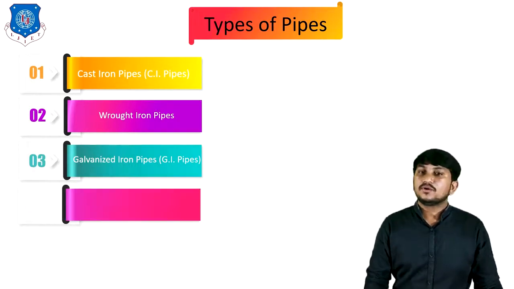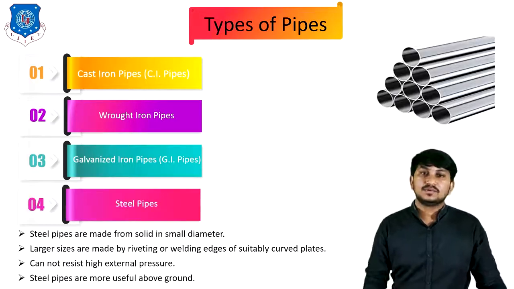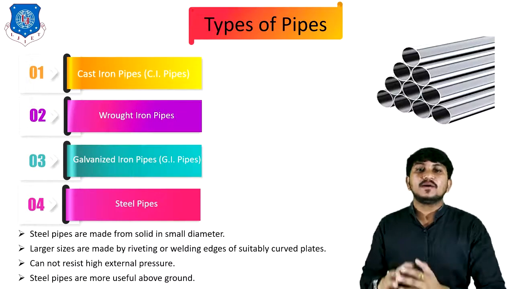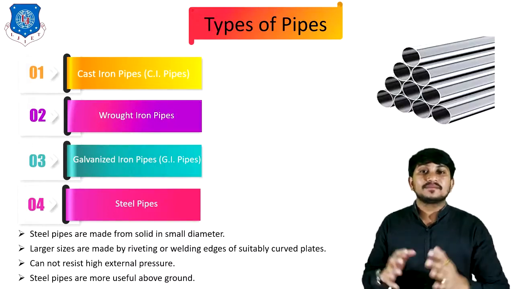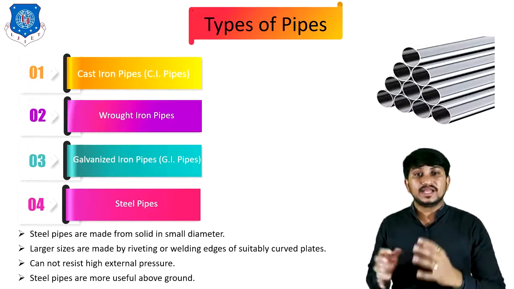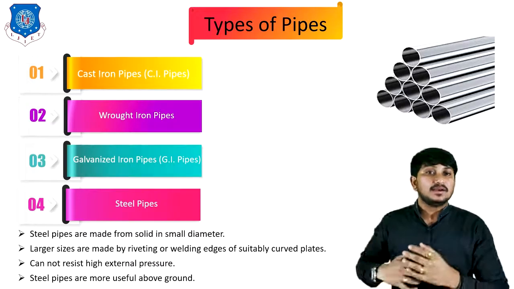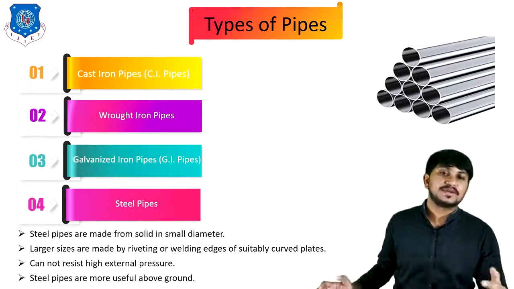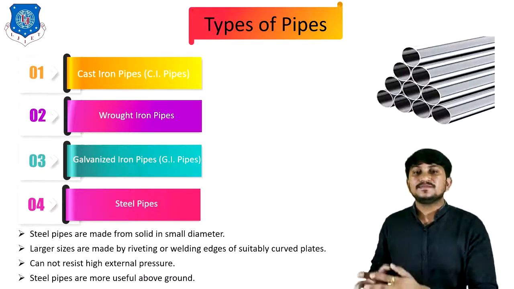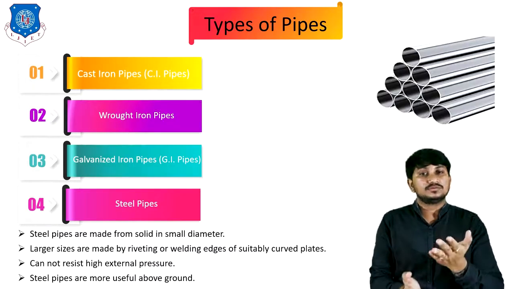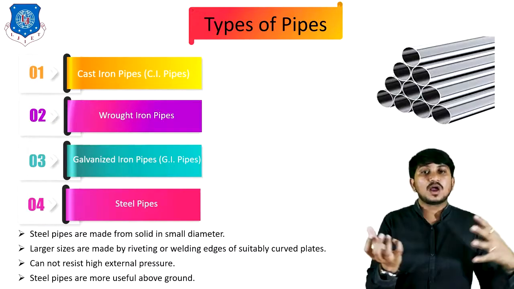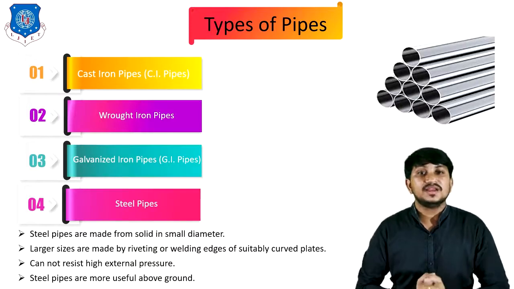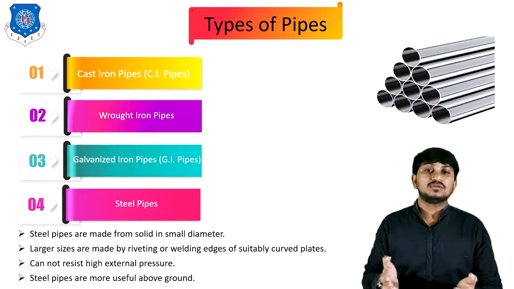Fourth type of pipe is steel pipe. This is the image of steel pipe. Steel pipes are made of solid steel for small diameters. Larger sizes are made by riveting or welding the edges of steel plates or suitably curved plates. It cannot resist high external pressure, and these pipes are more useful above ground because below ground there is soil pressure, and it cannot resist the external pressure. So it is mainly used in above ground operations.